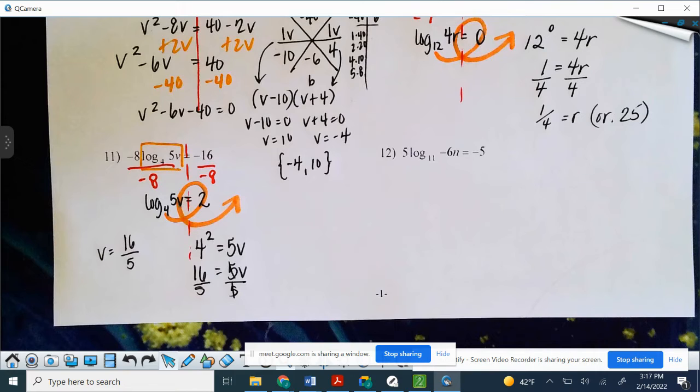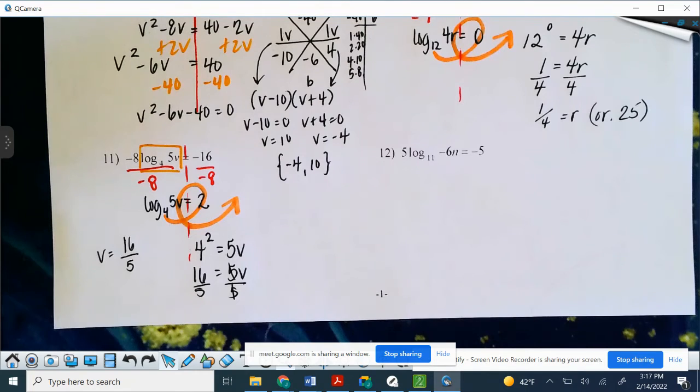Number 12 is exactly the same again, so I'm going to skip that one just to get us some different looking ones. Number 12 is just like number 10 and number 11. The number on the outside, your 5, you divide, and then work through it like we did the last two.